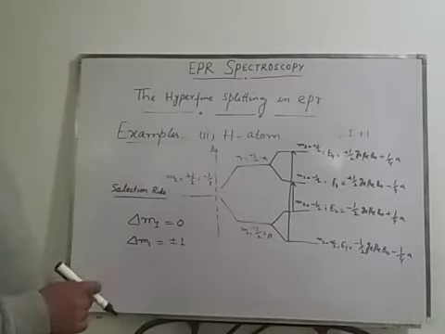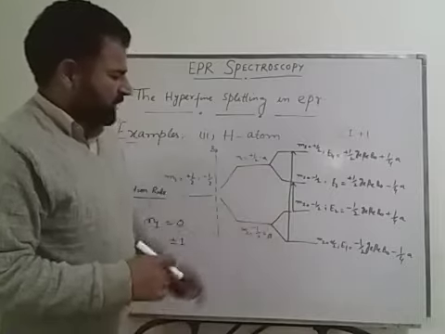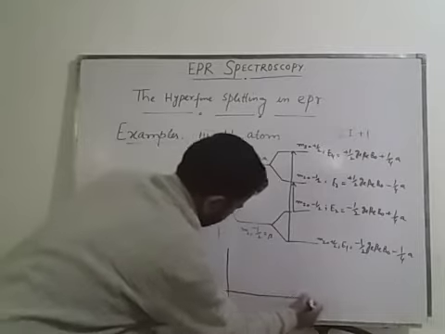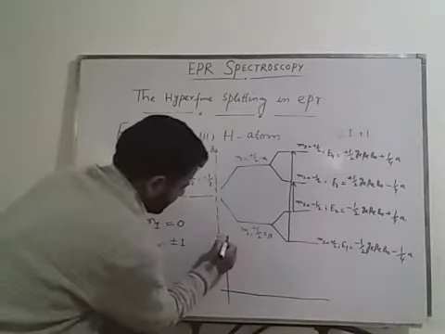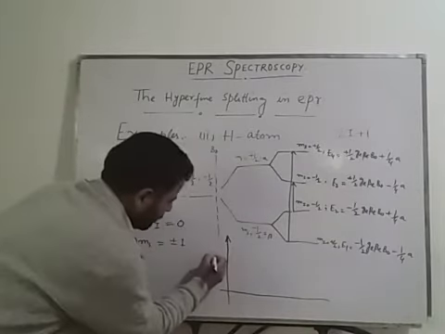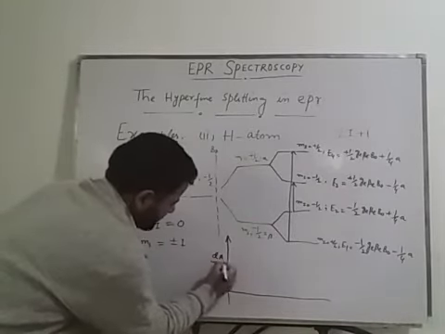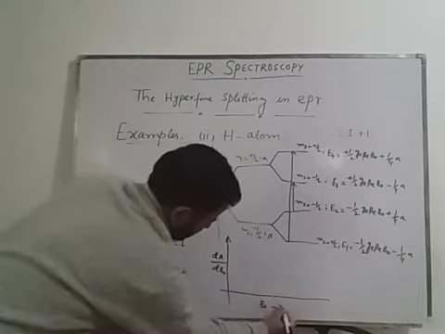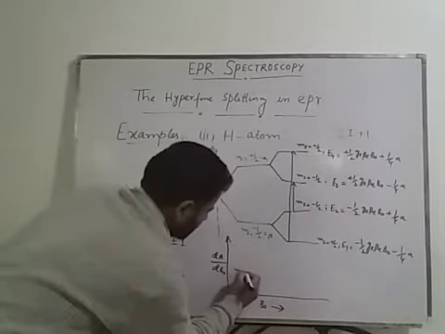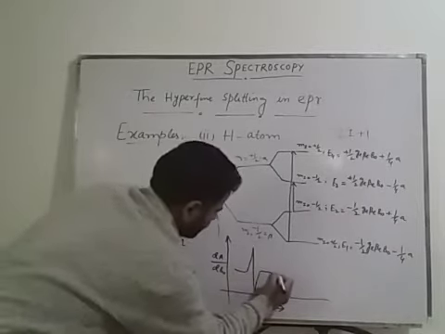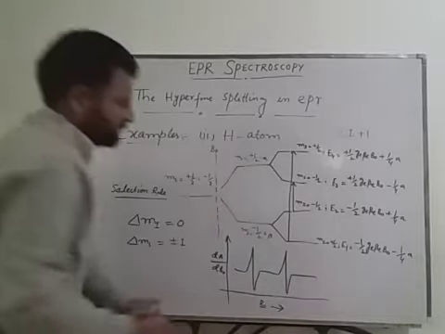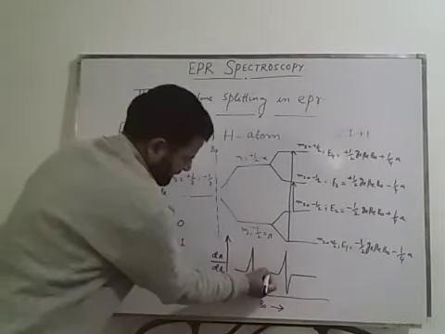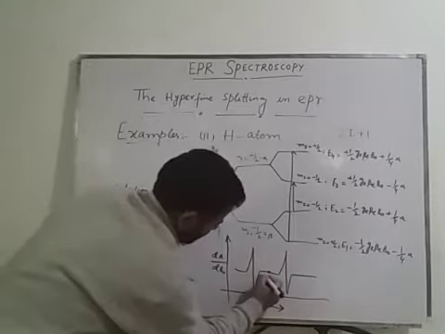So in the case of the hydrogen atom, two kinds of transitions are possible, so it will show two peaks. The two peaks will be given like this. As I told you, the EPR spectrum is given as a derivative curve. So it will be d absorption by dB naught, and this will be B naught in this direction. So two peaks will be observed in the case of the hydrogen atom, and it will be centered at this point. It is called G.